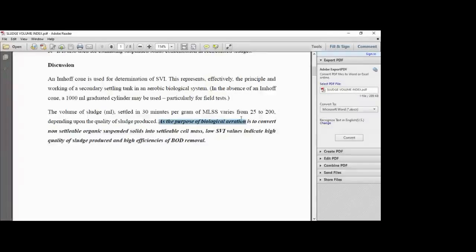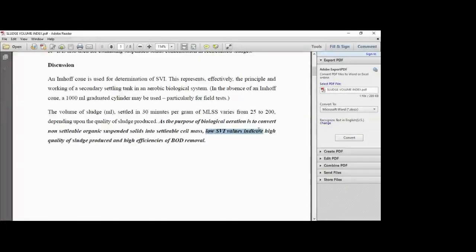As the purpose of the biological aeration is to convert the non-settleable organic suspended solids into a settleable mass, low SVI values indicate quality of sludge produced and high efficiencies of the BOD removal. That means that your SVI value should be less. Lower is the SVI value, higher is the efficiency of your aeration tank. That means the quality of the sludge produced is also very, very high.